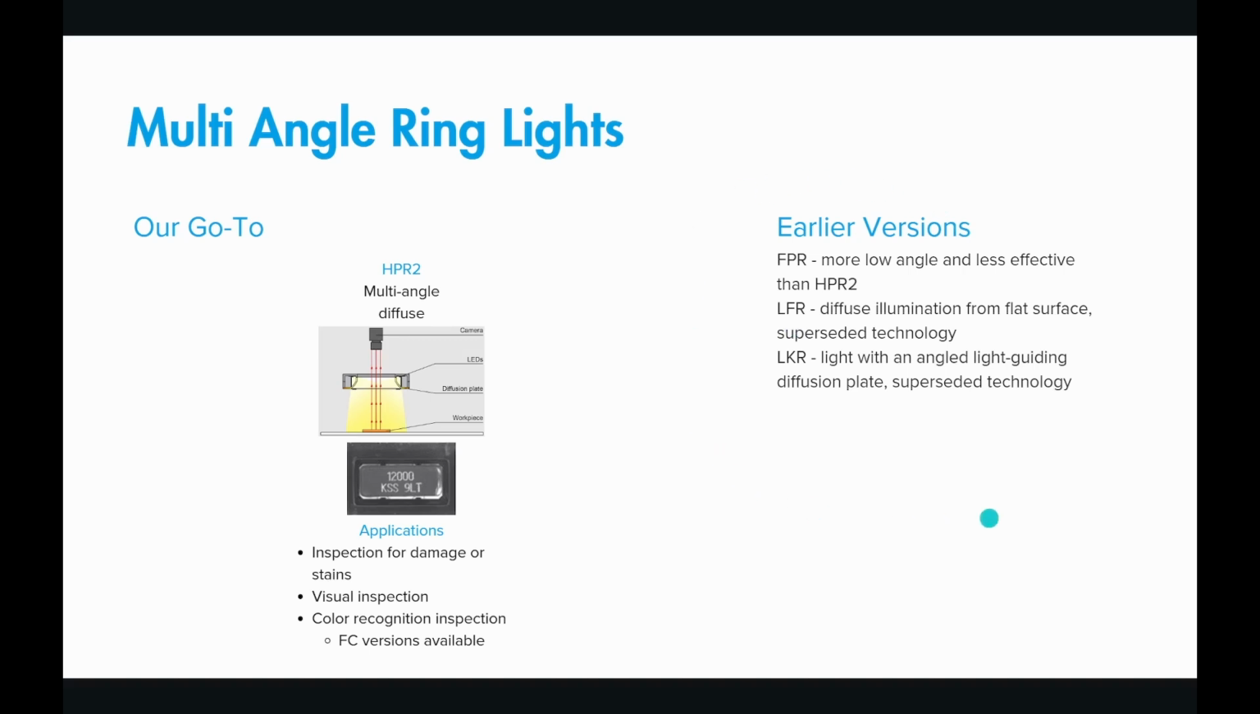Earlier versions of ring lights that we have are the FPR, the LFR, and the LKR. Here's the difference between each one. They're all a little bit older technology that we don't really use as a go-to anymore. The reason they're still in our catalog and still listed as options is because most of our lights were developed at one point as a custom solution for a customer in the past, and then eventually became standardized into their own series. So a lot of these products still exist because they're for that customer who we're still serving and who's still using this product. That's why it's still in the catalog and still around, even if it's not our current go-to product that we recommend.